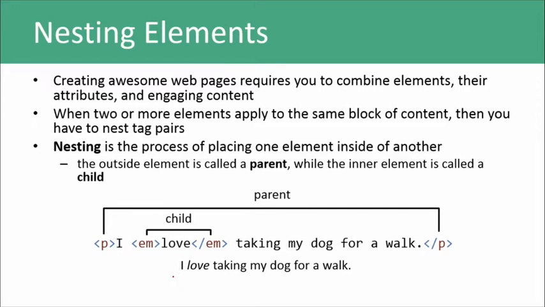You can take a look at this sentence down below here. We have, I love taking my dog for a walk. EM stands for emphasis, and here we're able to emphasize the child here of love, and that's a really ugly line, so sorry about that. Within the paragraph, or just the sentence here, I love taking my dog for a walk.